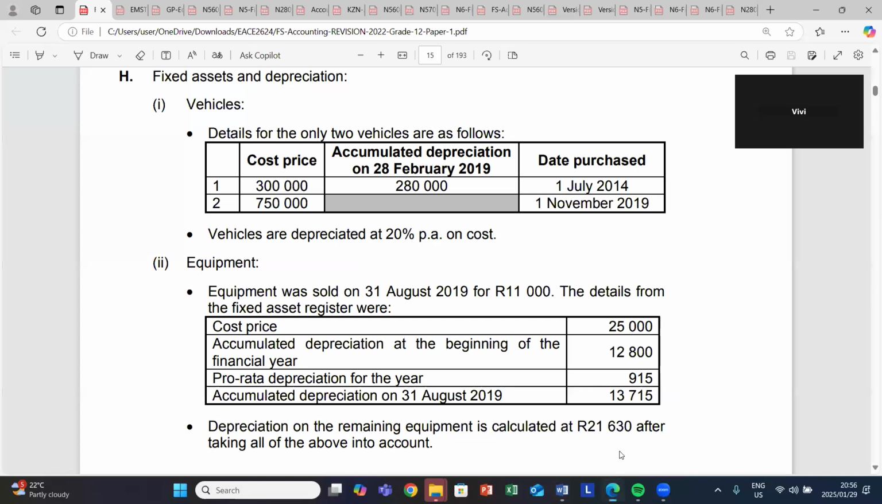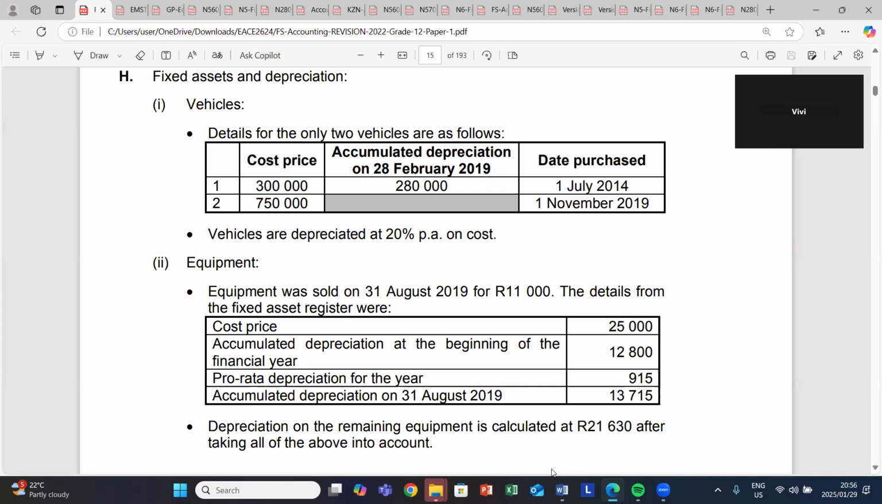So let's go to the other one, which is our equipment. Equipment was sold on the 31st of August 2019 for 11,000 rand. The details from the fixed asset register were as follows. So during the year we sold our equipment, cost price of that equipment that we sold is 25,000 rand. And then they also provided you with the accumulated depreciation at the beginning of the year. And then they gave you pro rata depreciation for the year. And then accumulated depreciation on the 31st.